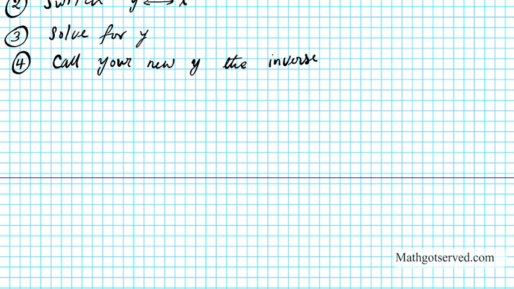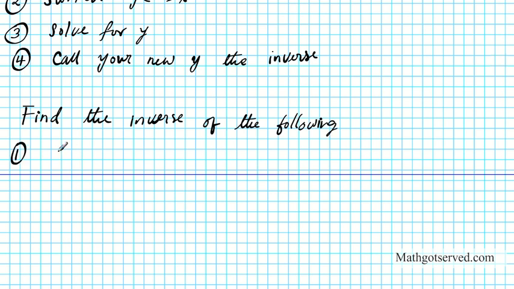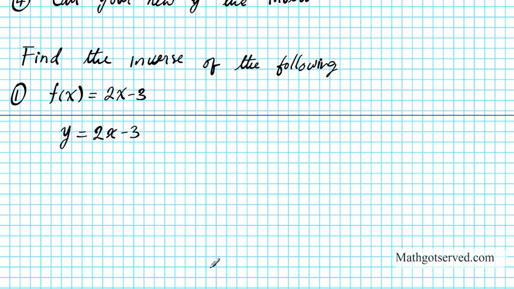Example number one. We'll find the inverse of the following. This applies to all four examples. Number one, what if we had the function f of x equals 2x minus 3? First thing we're going to do is rewrite this, rewriting our output as y. So I'm going to write this as y equals 2x minus 3. This is the rewrite step, step number one.